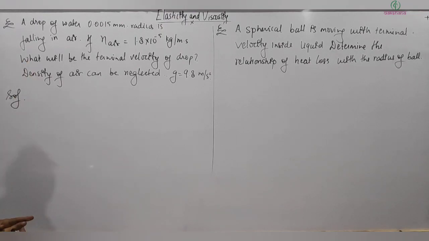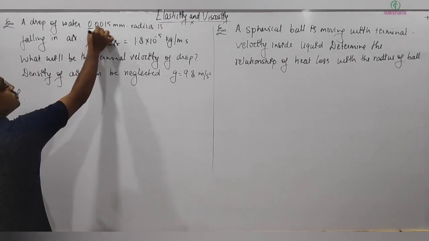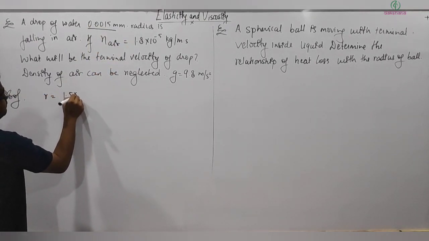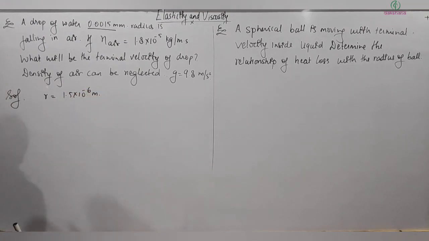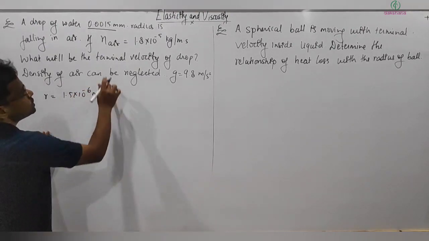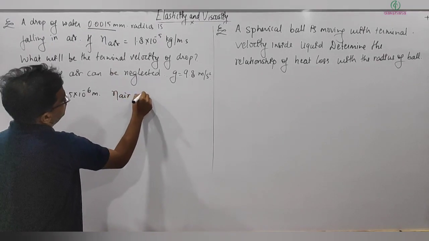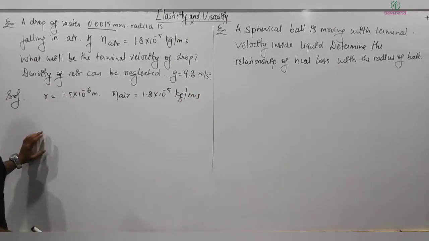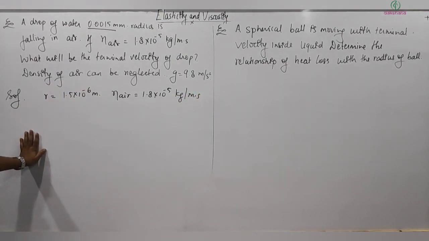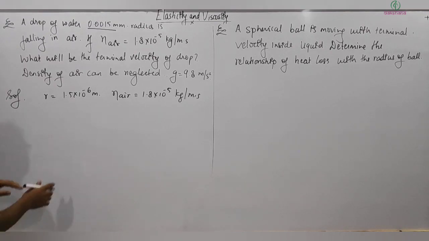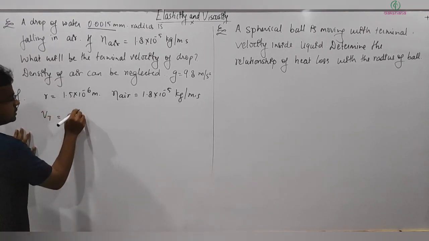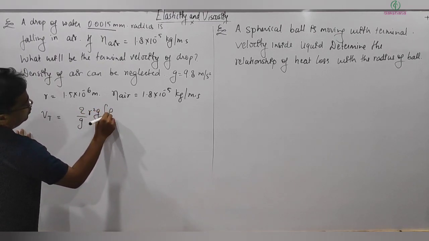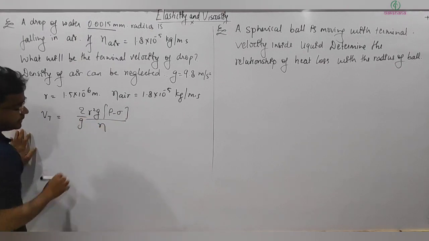So consider here a drop of water of radius 0.0015 mm, meaning the radius of the drop is 1.5 into 10 to the power minus 6 meter, falling in air. Viscosity of air, eta air, is also given, 1.8 into 10 to the power minus 5 kg per meter second. What will be the terminal velocity of the drop? Density of air can be neglected. So we know the formula of terminal velocity: 2 by 9 r square g, rho minus sigma, divided by eta.